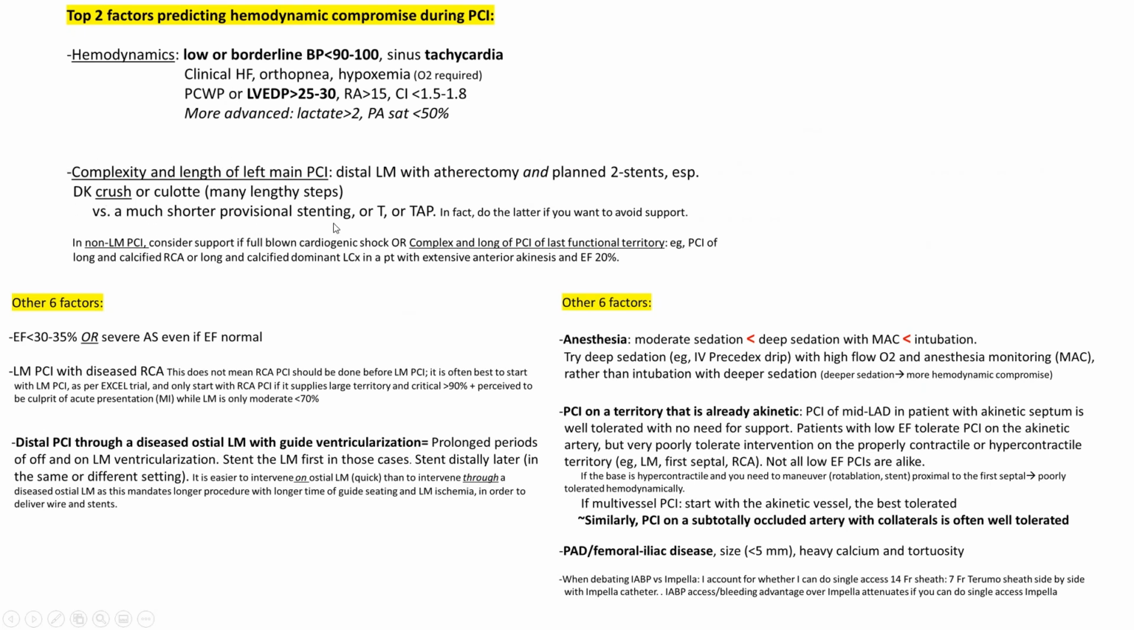Complexity: it is complex, but I'm simplifying it. I'm going to use a perfect T nanocrush with fewer steps. He doesn't have any of the other risk factors, no RCA disease, his EF is normal. I don't expect guide ventricularization. So for that reason, I favor no support.